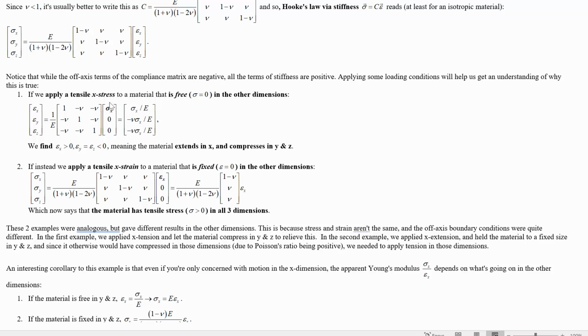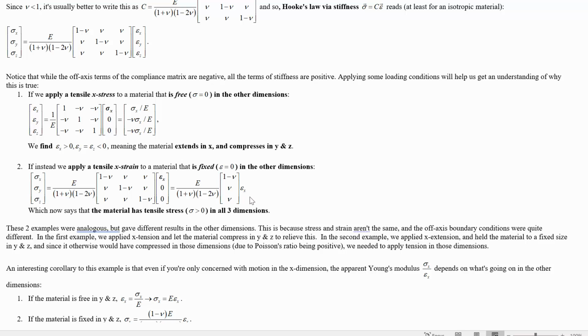This one is telling us that the X strain will be the stress divided by Young's modulus. So that is what we've been using as Young's modulus. That's kind of the basic stiffness. We said sigma is equal to E times epsilon. And that turns out to be true only if the material is free in the other directions.